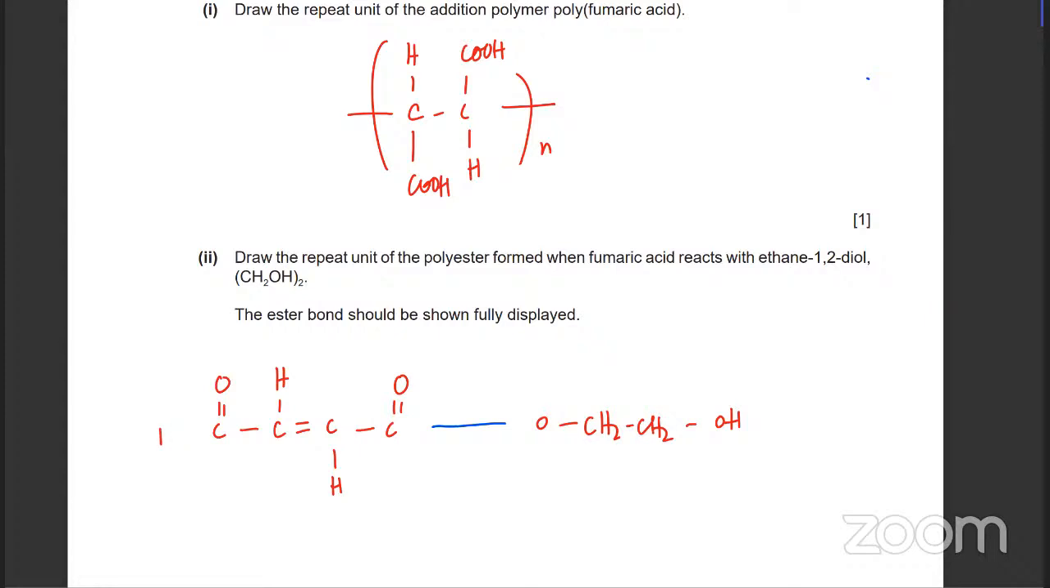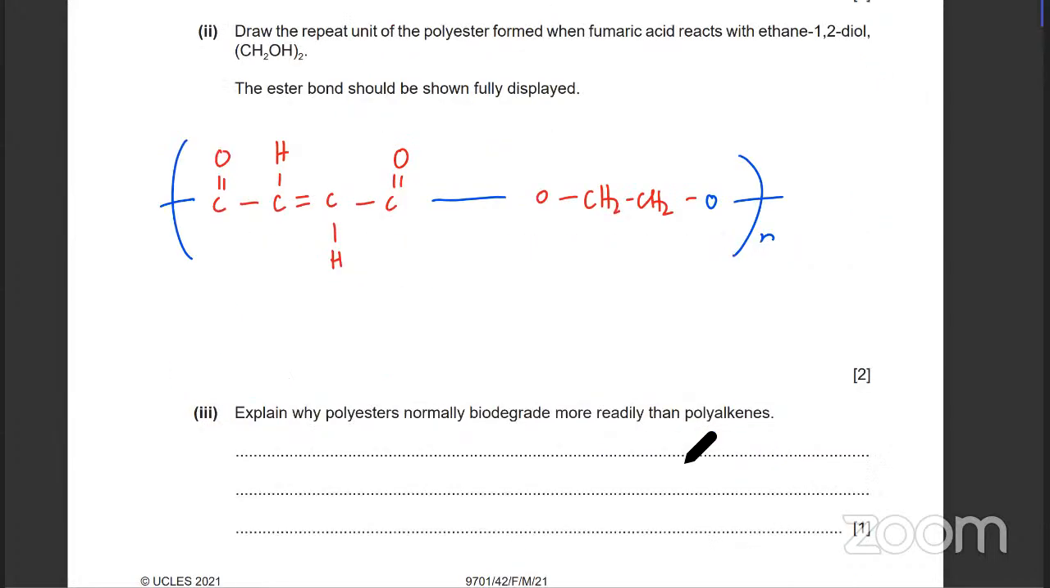And the ends, same thing would happen at the ends as well. The OH is going to get removed and the H over here is also going to get removed. So there's going to be continuation bonds over here and continuation bonds at the other end. And that thing is going to be repeated over and over again. So that is what your condensation polymer is.